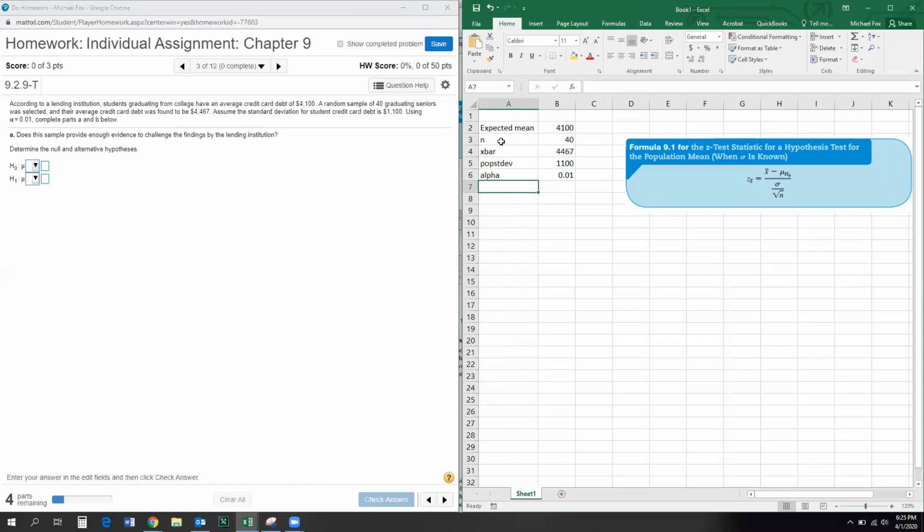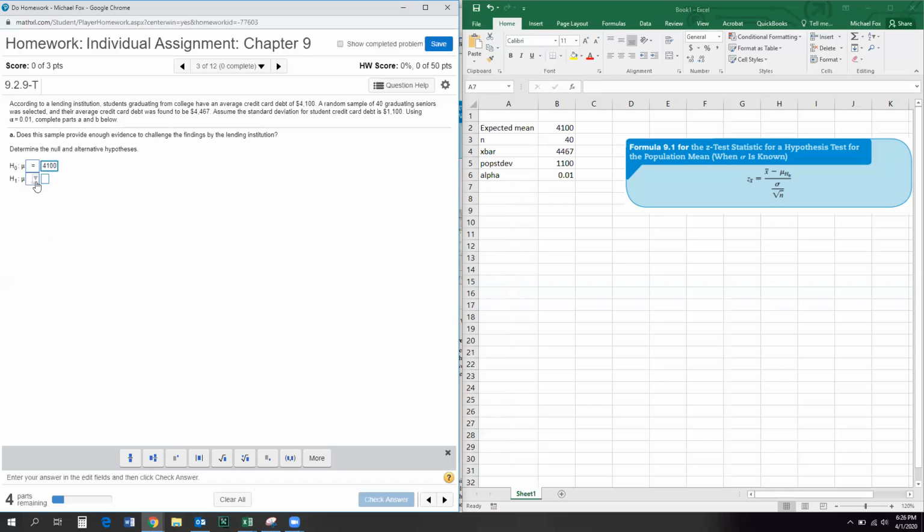Even though the first thing it asks us is to determine our null and alternative hypothesis. Again, the null hypothesis is always the claim. So the claim in this case from the lending institution is that the population mean is $4,100. So the alternative hypothesis is that it is not equal to 4,100.